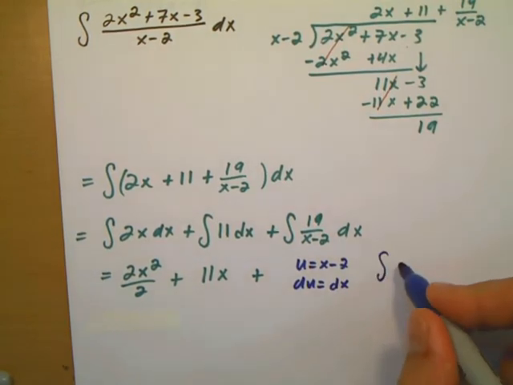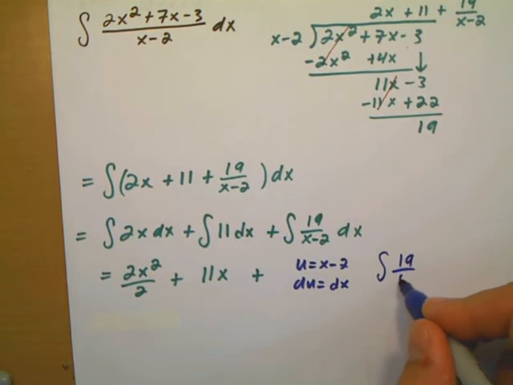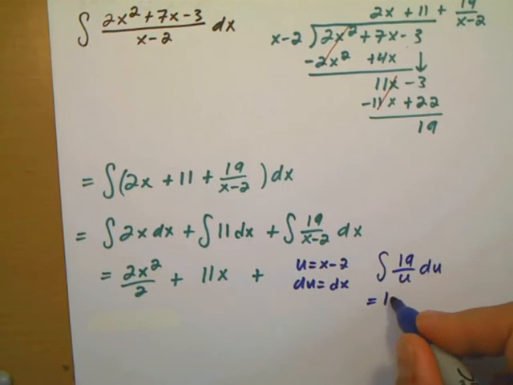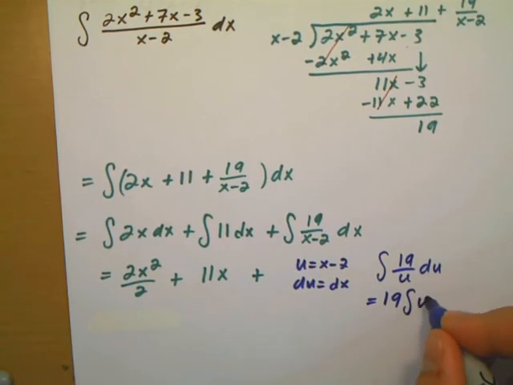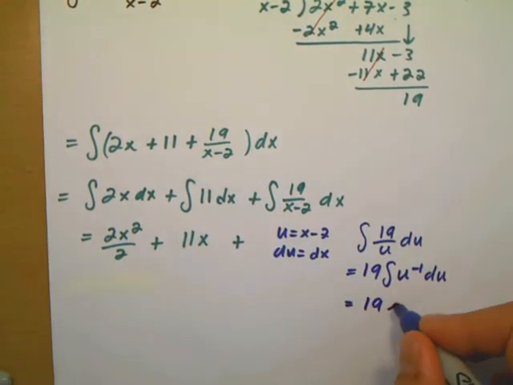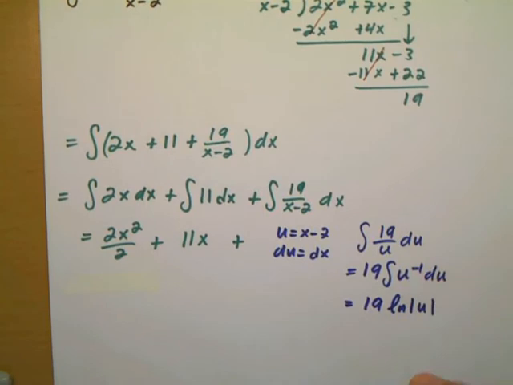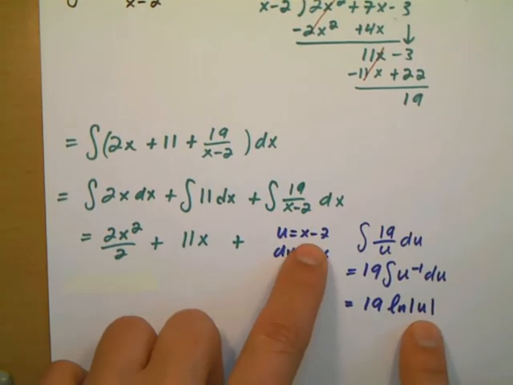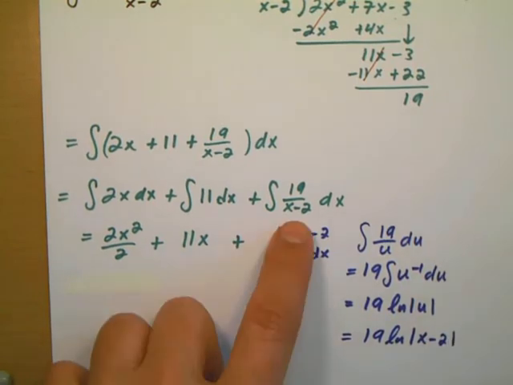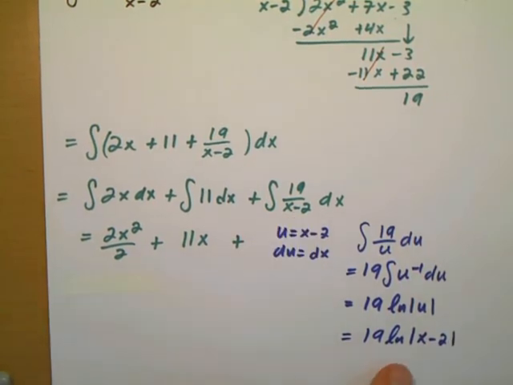And so this factors as 19 over u du. This 19 is a constant. I can factor it out, so it's going to be 19 the integral of u to the negative 1 du. So this antiderivative is going to be 19 ln of u. And then I plug back in what I set u equal to, which was x minus 2, so it's going to be 19 ln absolute value of x minus 2. So this integral is 19 ln of x minus 2.